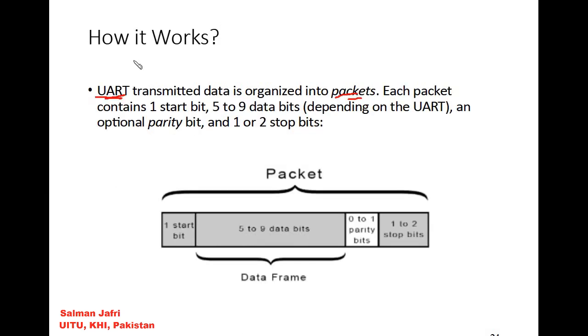So how does it work? In a UART or asynchronous mode, data is transferred in a packet form. A packet has one start bit, and the data bits can be 5 to 9 bits. The parity bit is optional. The transmitter can be programmed to send the parity bit, and the transmitter can be programmed not to send the parity bit. And then we have 1 to 2 stop bits. So this is the complete packet.